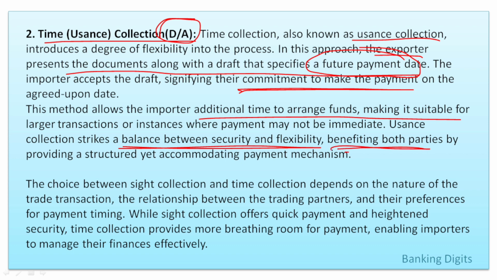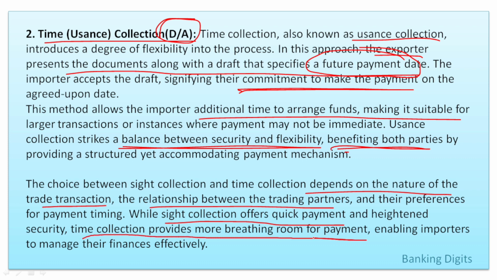Usance collection strikes a balance between security and flexibility, benefiting both parties by providing a structured yet accommodating payment mechanism. So, the choice between sight collection and time collection depends on the nature of the trade transaction, the relationship between the trading parties, and their preferences for payment timing. While sight collection offers quick payment and heightened security, time collection provides more breathing room for payment, enabling importers to manage their finances effectively.